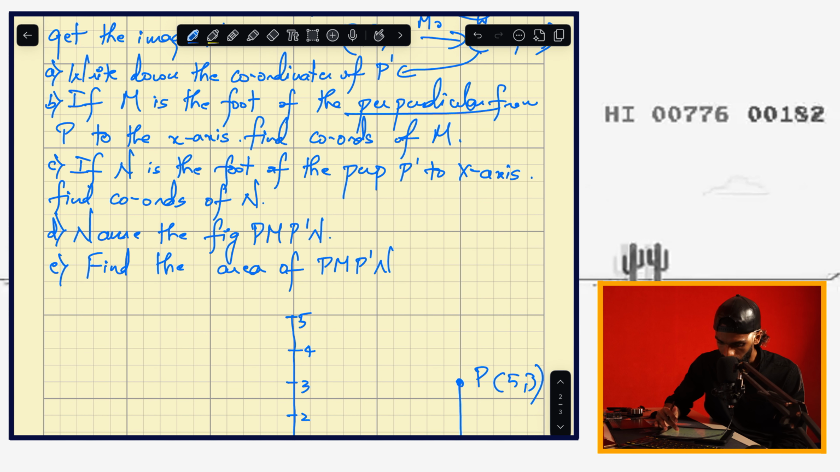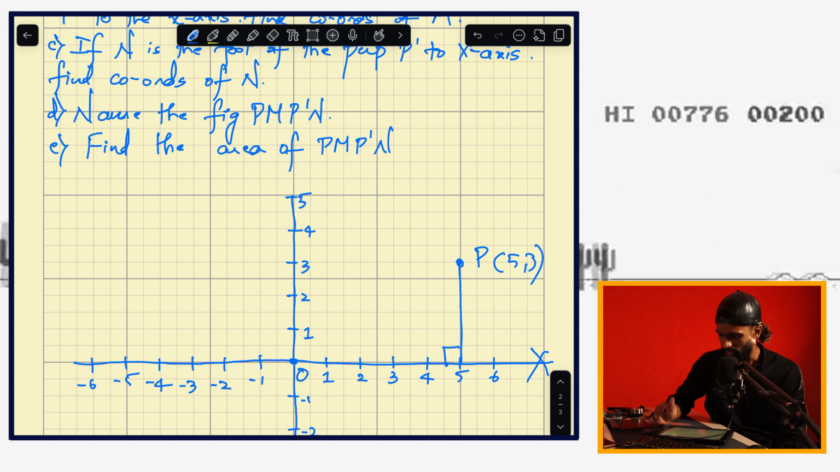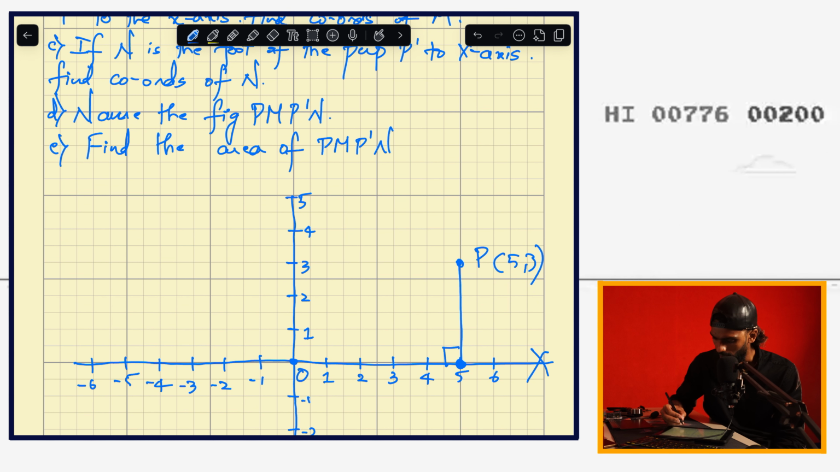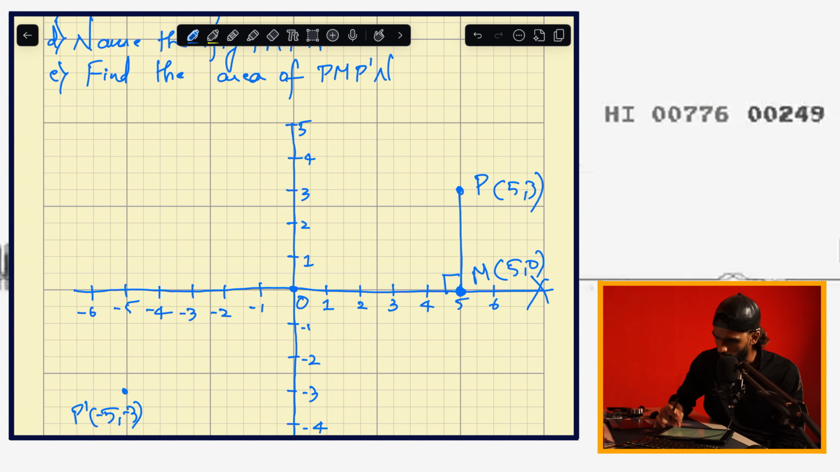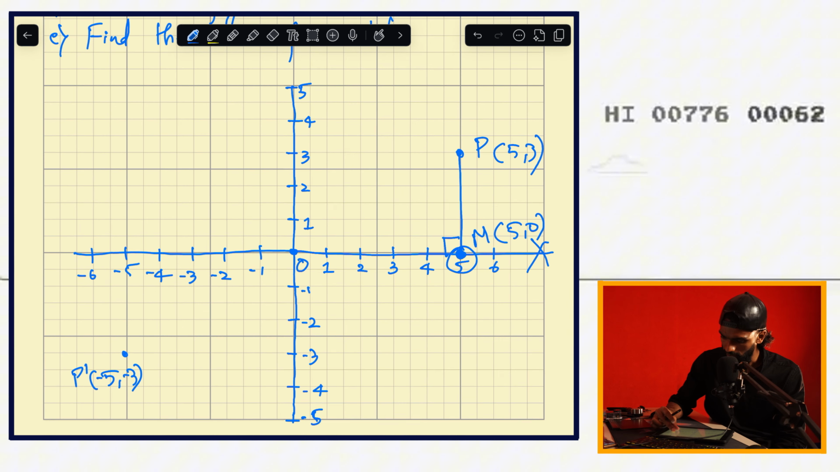Okay. Foot of the perpendicular to the x-axis. Find the coordinates of M. Common sense. It met the x-axis at some point. That will be called M. And the answer will be 5, 0. How? Look at the graph here. Can you guys see that it is actually meeting at 5? So that obviously will be your answer. And since it's lying on the x-axis, the y coordinate will become 0. Therefore, the point is 5, 0. Done with the second sub question.